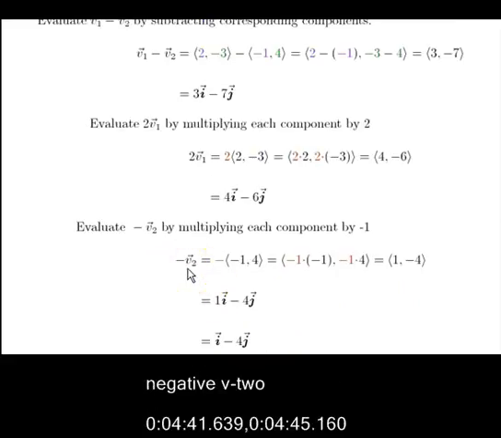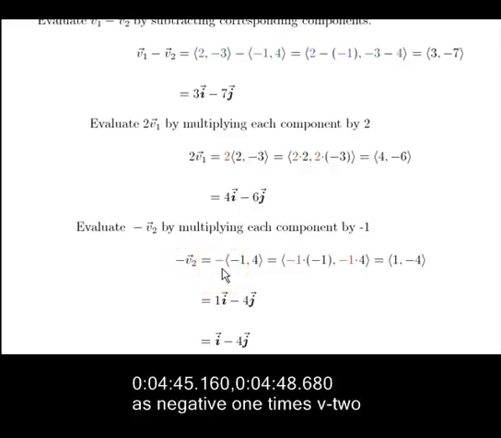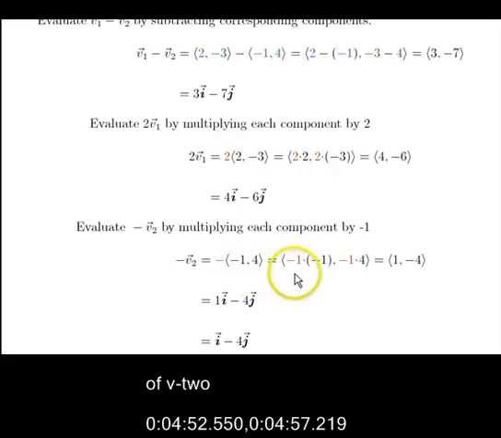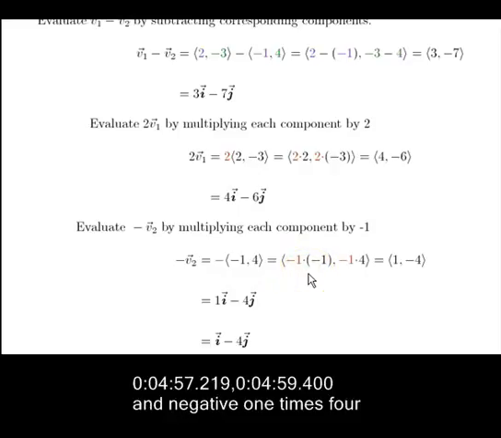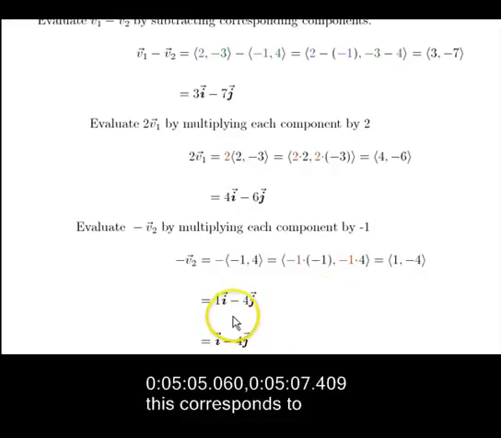Negative v2, we can treat this as a scalar multiple as negative 1 times v2, and so we will multiply each component in v2 by negative 1. So we have negative 1 times negative 1, and negative 1 times 4 which gives us 1, negative 4. And this corresponds to 1 times i minus 4j, or i minus 4j.